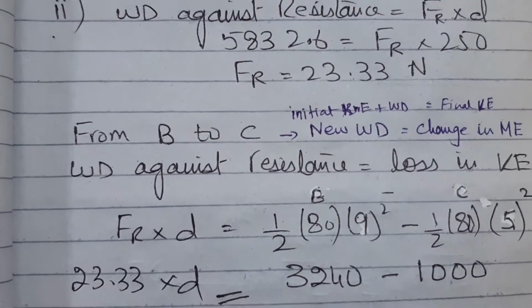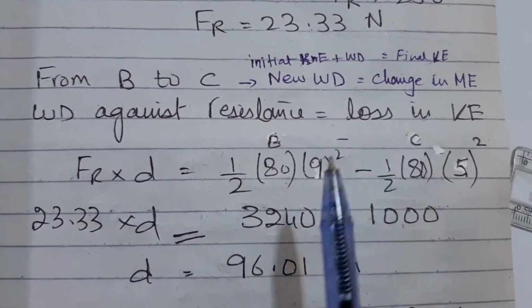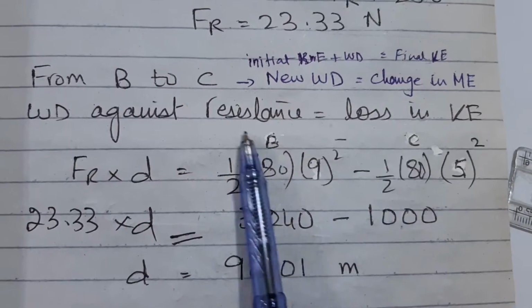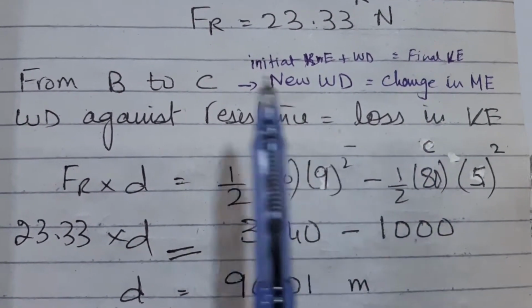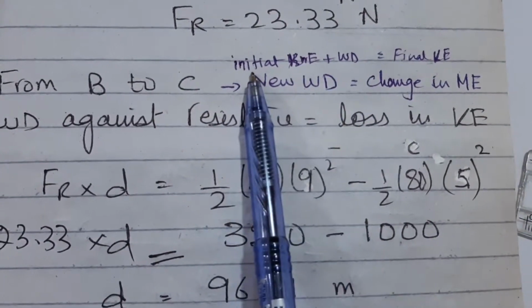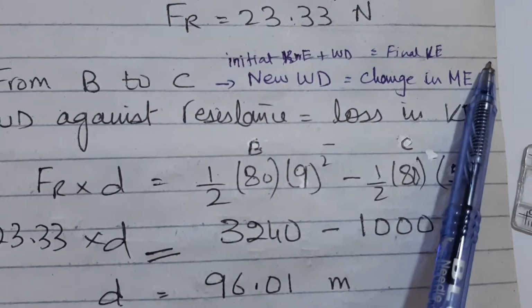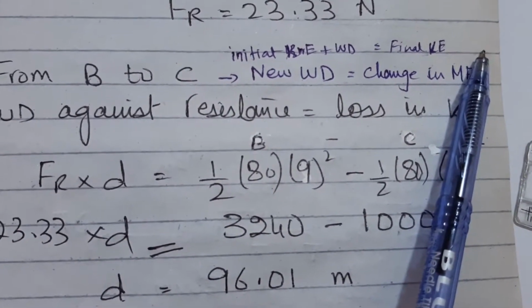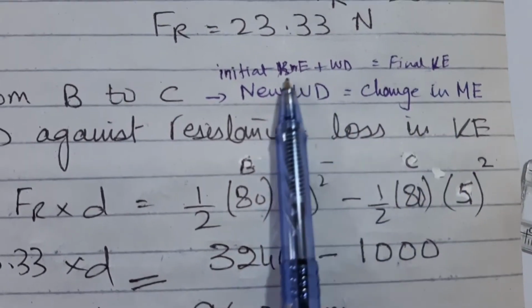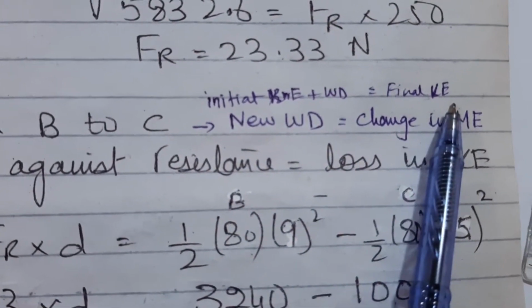Now I have to find out the distance D. So I am using the same work energy relationship, which is the law of conservation of energy. What do we always write? Initial plus work done equals final. Because it is a straight line, there is no question of potential energy, so I can skip it. So actually it is kinetic energy plus work done equals final energy.